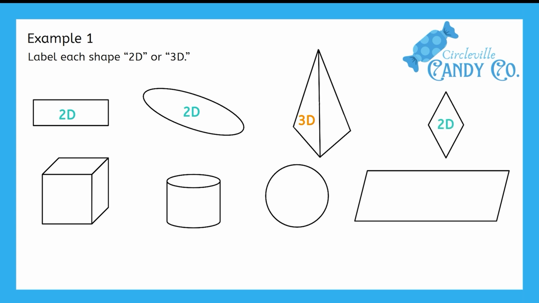The second row starts with a cube, definitely 3D. This is a cylinder, also 3D. Then we have a circle, which is 2D. And the last one is a parallelogram, a two-dimensional shape.